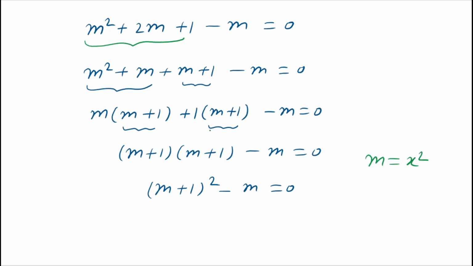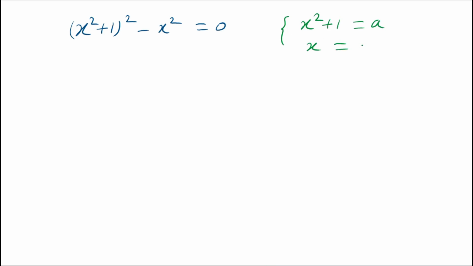Now we know that the value of m is x², so m is replaced by x², giving (x² + 1)² − x² = 0. On the left-hand side we have (x² + 1)² − x² = 0. Now if we apply substitution again and substitute x² + 1 = a and x = b, then x² + 1 is replaced by a, and x is replaced by b, so we get a² − b² = 0.